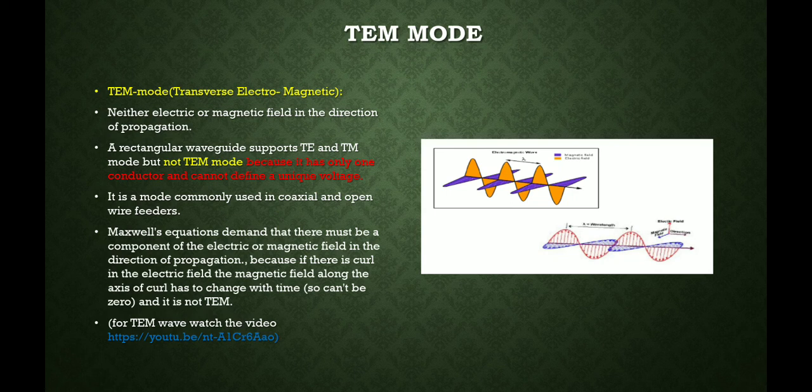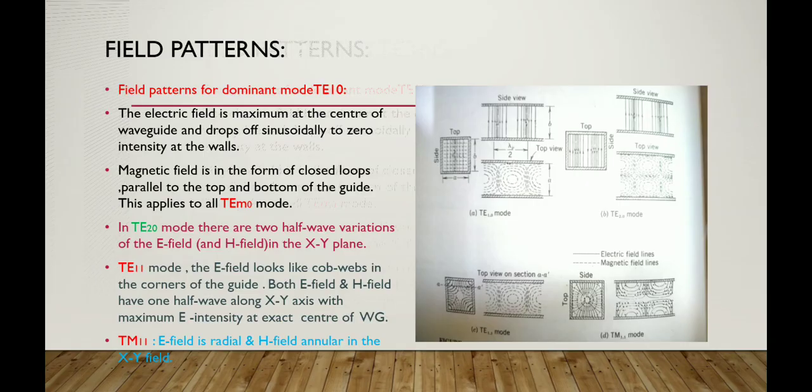On the right hand side we see the transverse electromagnetic mode with the direction of propagation along the arrow mark. We can see the two fields, electric and magnetic, the electric field in yellow shades and the magnetic field in violet. Now the field patterns, there are different field patterns.